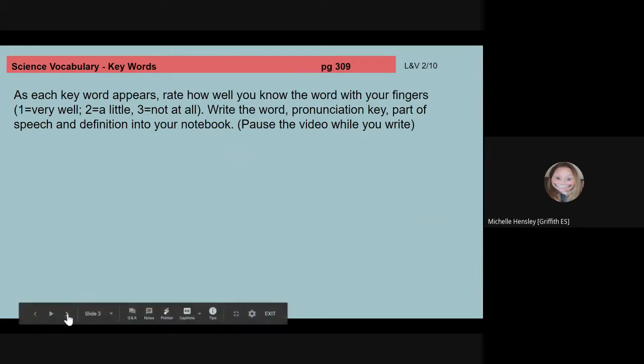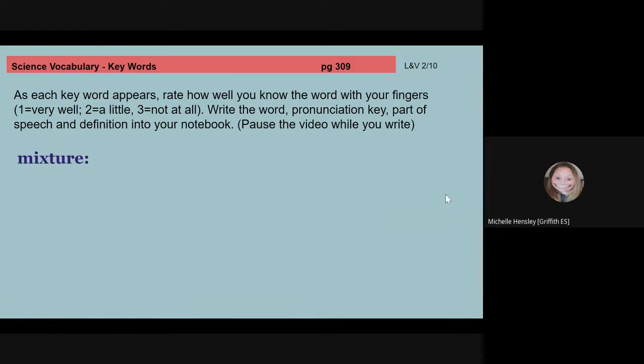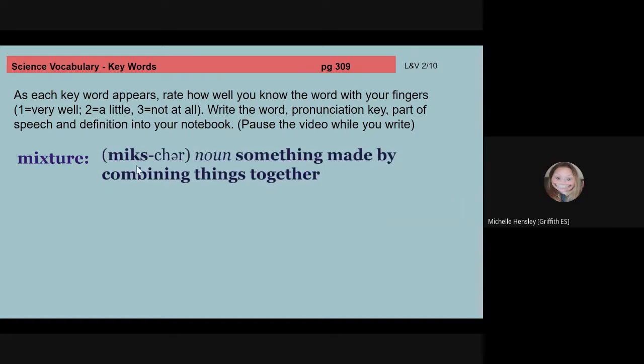Our next word in science vocabulary is mixture. How well do you know mixture? Is that a 1, 2, or 3 from you? I make a lot of mixtures when I cook, so I know that word very well. Mixture, 2 syllables. It's a noun. That means it's a person, place, or thing. And it means something made by combining things together. So that's why I make a lot of mixtures when I cook, because it's something made by combining things together.